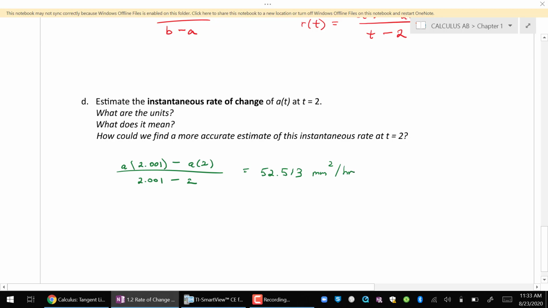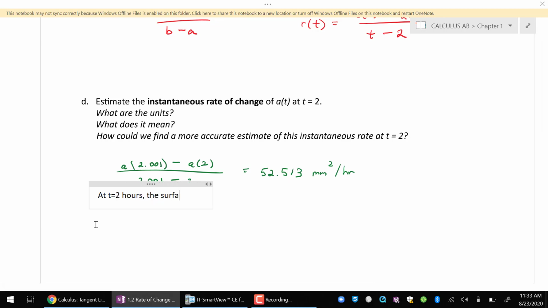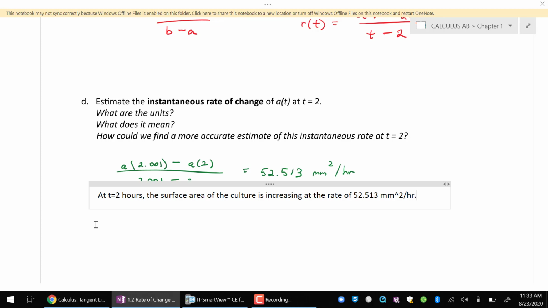And then what does this mean? I'll type out a solution. Let's be really specific here. At t equals 2 hours, the surface area of the culture is increasing at the rate of 52.513 millimeters squared per hour. Notice how I mentioned the time, t equals 2. I'm talking about what is increasing. I'm not saying it is increasing; I'm saying the surface area of the culture is increasing. Really specific. Try to avoid pronouns in calculus.